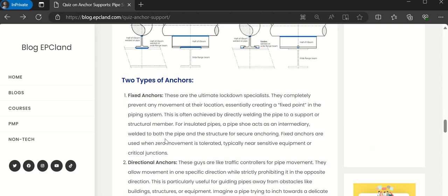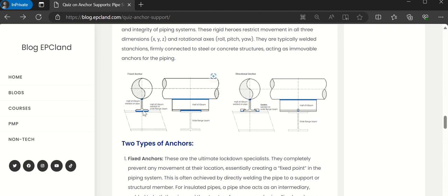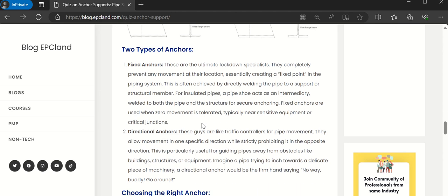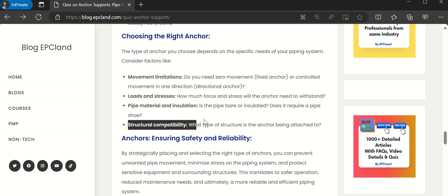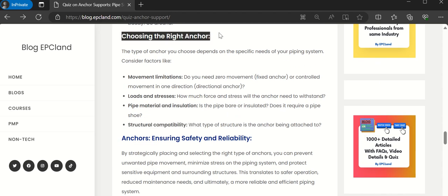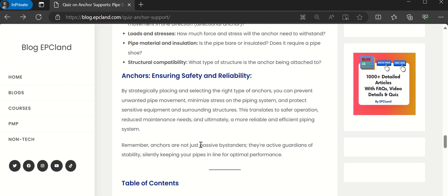If it is a very heavy line and we are restricting it permanently, then this structure has to be very strong, because it is not only taking the load but also restricting the movement. So whenever there is an anchor, you will find these beams with some extra precautions. You will see bigger beams at anchors. So these are a few criteria by which we choose the right anchor. This is how we can define it.